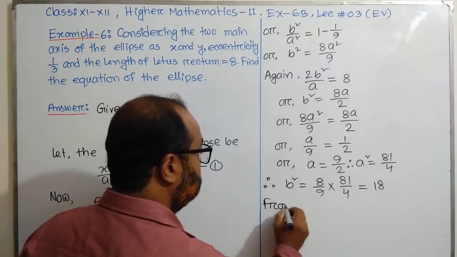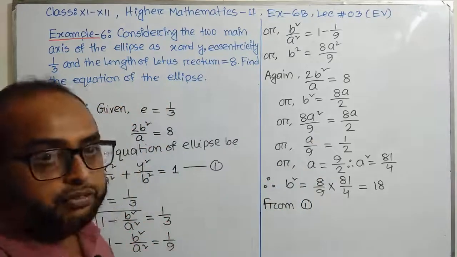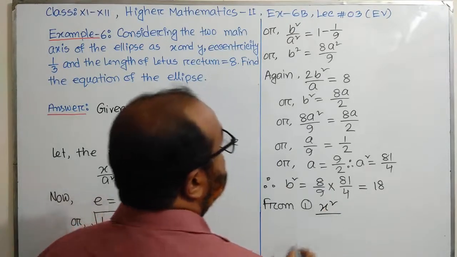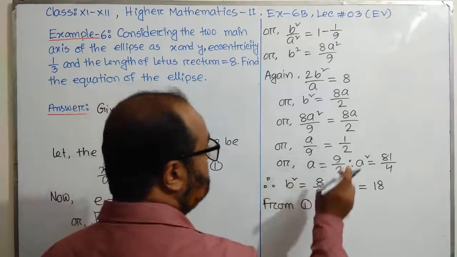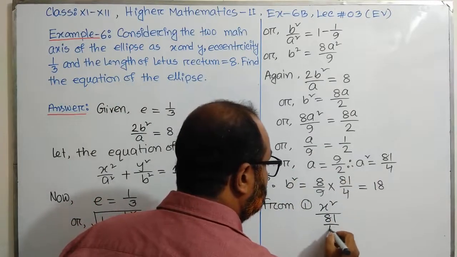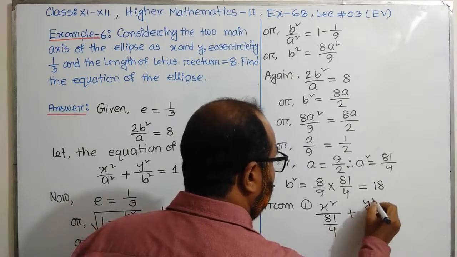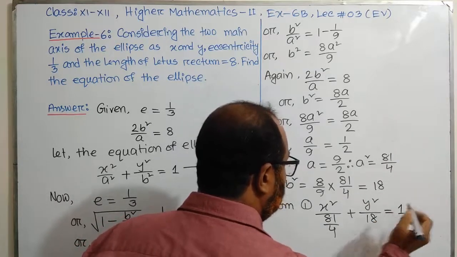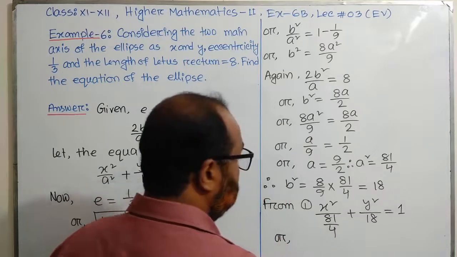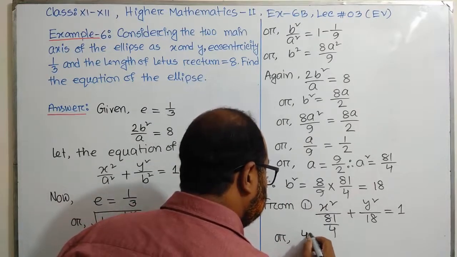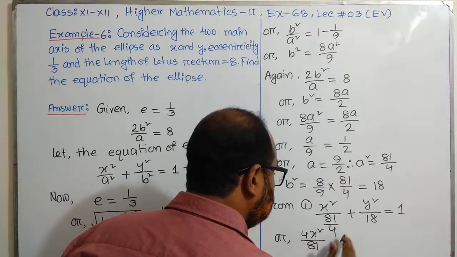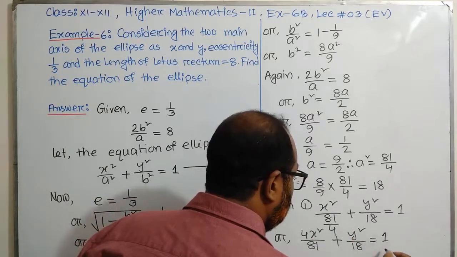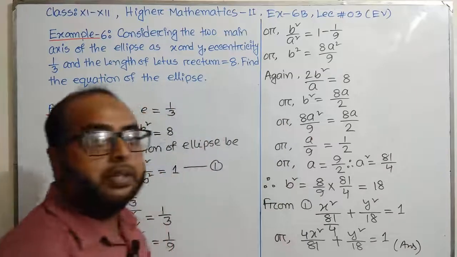From 1, putting the value of a square and b square, from 1 we can write x square by a square, that means 81 by 4, plus y square by b square, that means 18, this equal 1, or from this we can write 4x square divided by 81 plus y square by 18, this equal to 1. This is the equation of ellipse.